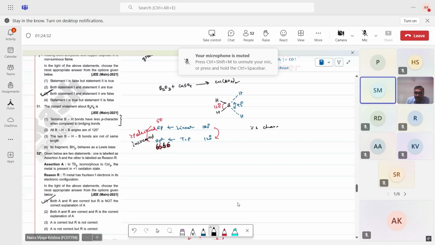Now, here percentage P character increased, what about bond angle? Decreased, sir. Now, in these two cases, where is bond angle high? Here? Then what about P character? It will be lower than the part which has the 97-degree bond angle. Then obviously option 1 must be correct. Check.